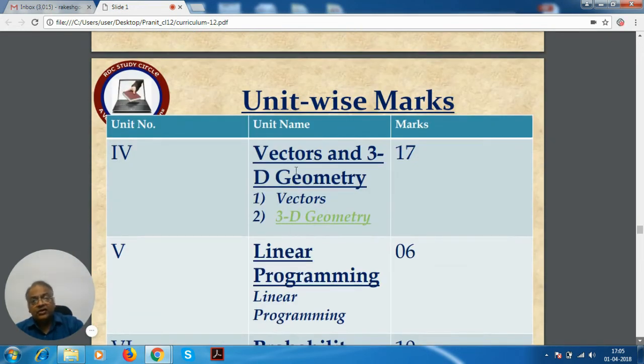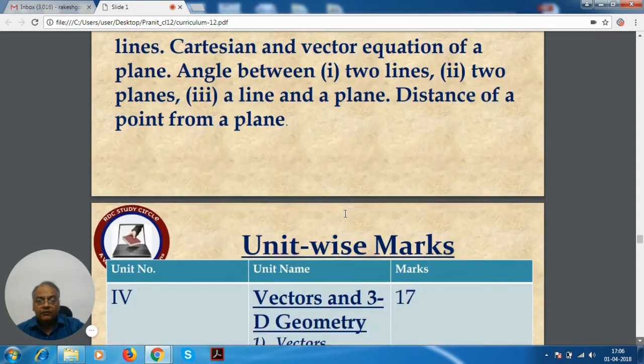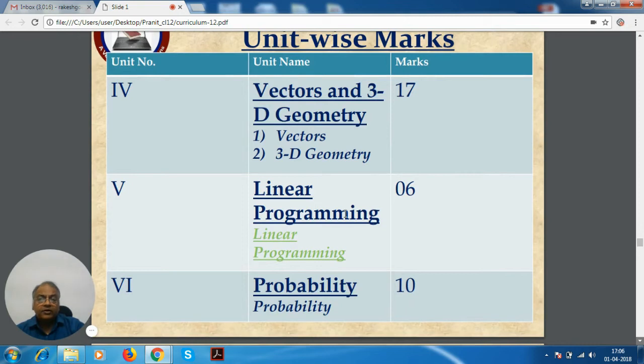Now, after that, in the fourth unit, you have three-dimensional geometry. In 3D geometry, you have direction cosines and direction ratios of a line joining two points, Cartesian equation and vector equation of a line, coplanar and skew lines, shortest distance between two lines, Cartesian and vector equation of a plane, and then you have angle between two lines, two planes, a line and a plane, and finally distance of a point from a plane. Now, that was about unit number 4.